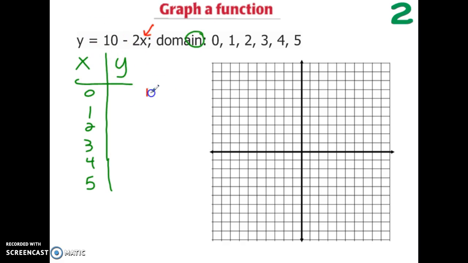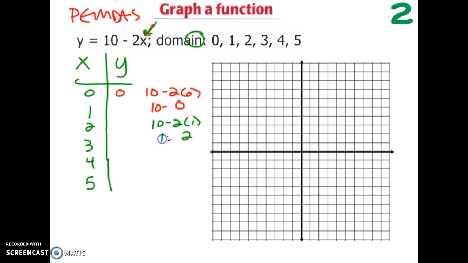So first it says 10 minus 2 times x, and x is 0. We cannot do 10 minus 2 first. Remember, we have to follow the order of operations. So we have to do our multiplication first. 2 times 0 is just 0. So 10 minus 0 is 0. Then plugging in a 1, we have 10 minus 2 times 1, plugging that in just for x. Again, multiplication first. 2 times 1 is just 2. So 10 minus 2 is 8.